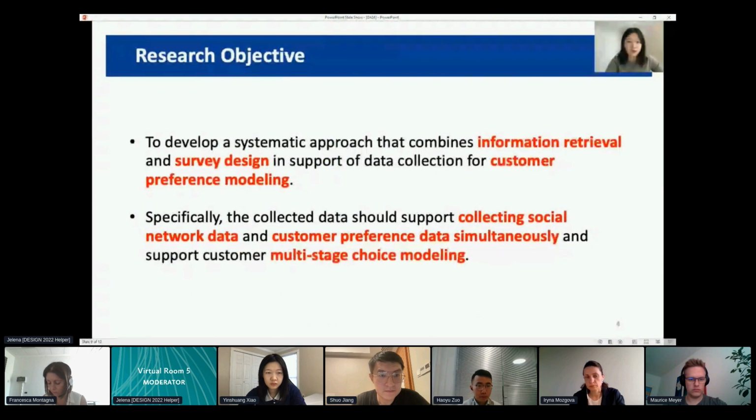To this end, our research objective is to develop a systematic approach that combines information retrieval and survey design in support of data collection for customer preference modeling. Specifically, the collected data should support collecting social network data and customer preference data simultaneously and support customer multi-stage choice modeling. Next is an overview of our approach.